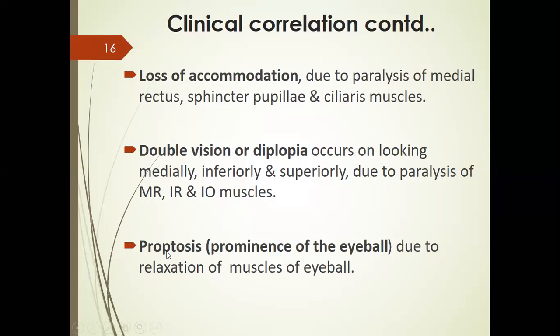The sixth condition is proptosis or prominence of the eyeball due to relaxation of muscles of the eyeball. So these are the clinical correlations with the third cranial nerve. When the third cranial nerve is paralyzed, you can see these clinical conditions in patients.